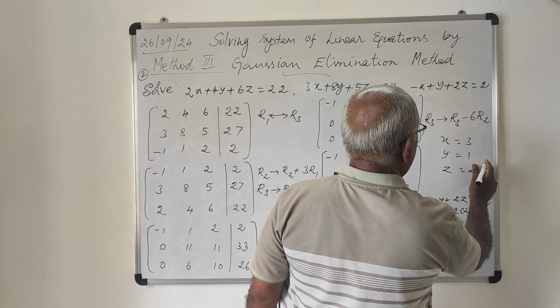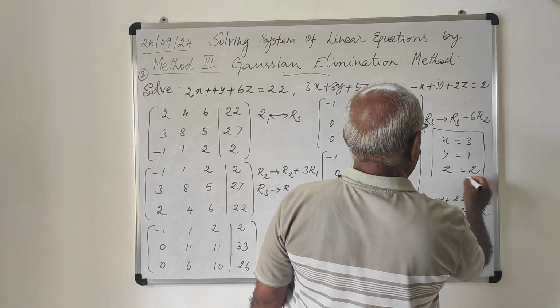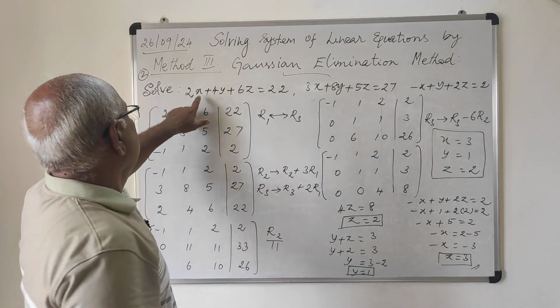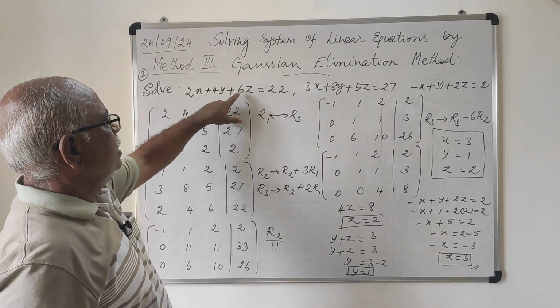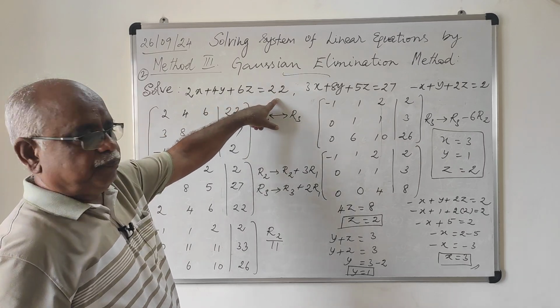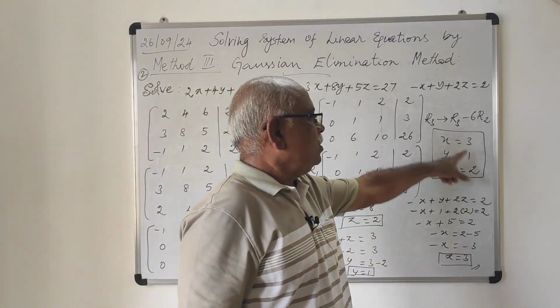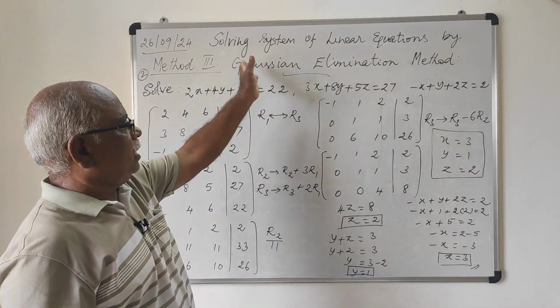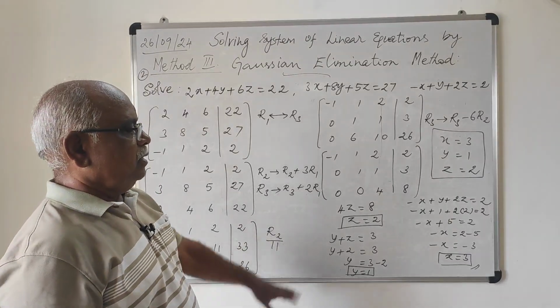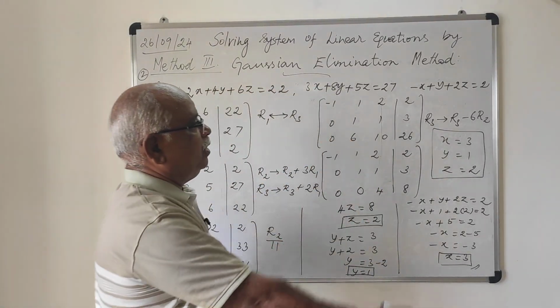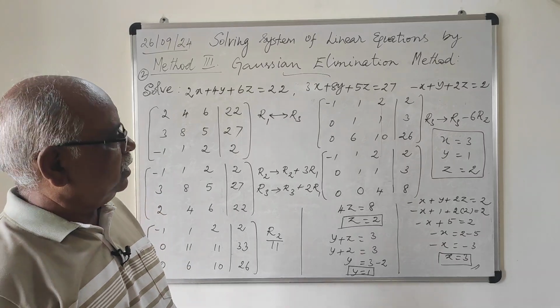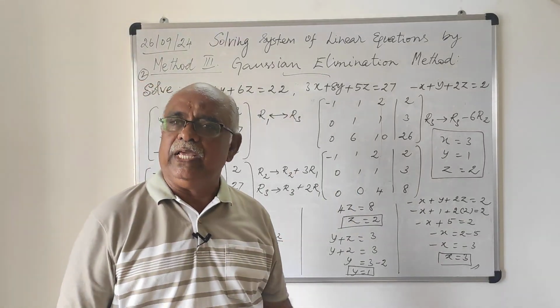You substitute these values in the equation, you will get the solution. X equal to 1, 3, 2 3s are 6, plus 4, 10, 10 plus 12, 22. After giving these values in the first or any equation, the equation gets satisfied. That's all about the solution for this equation, and that's all about the Gaussian elimination method. You follow this method. This is a very easy method to solve the equations.